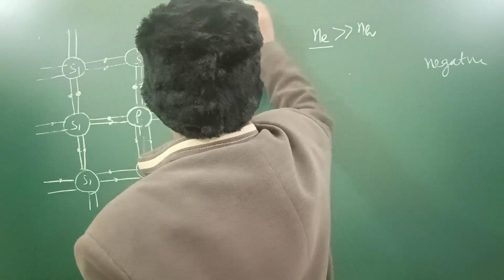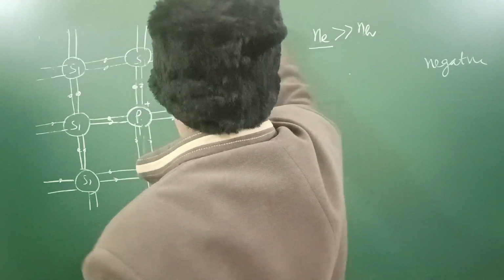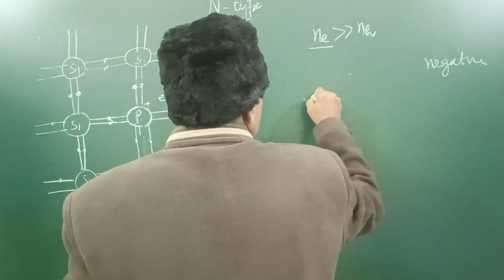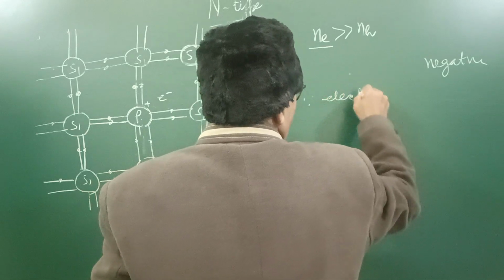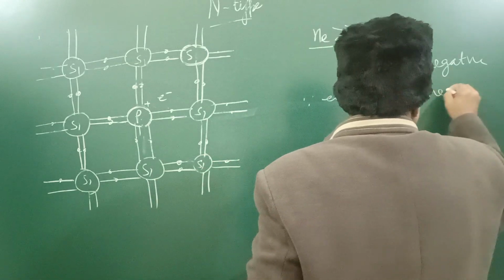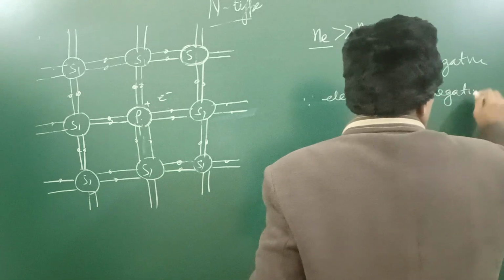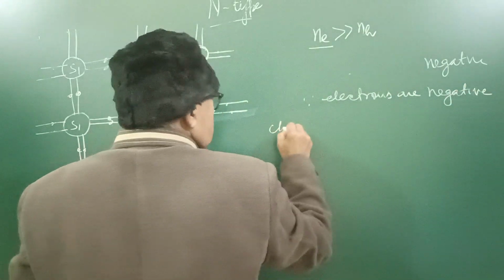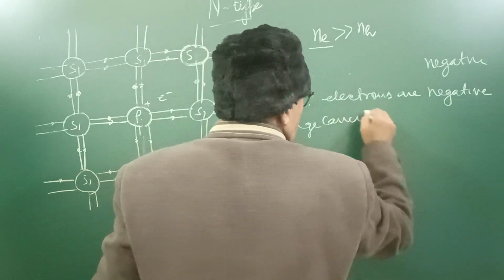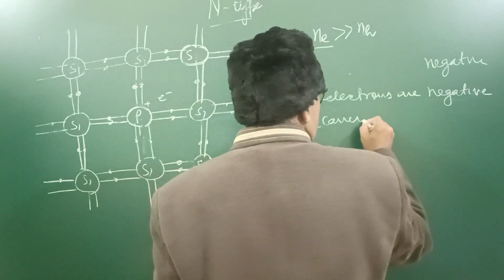Why? Because electrons which are negatively charged are majority charge carriers. Since electrons are negative charge carriers, negative charge carriers.